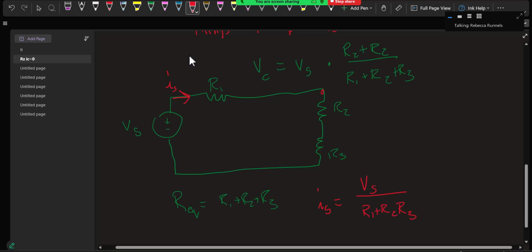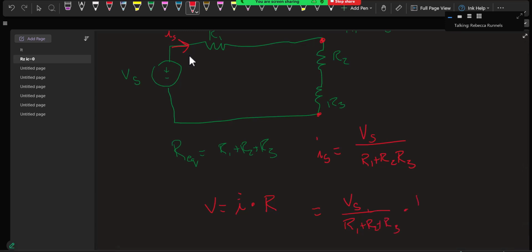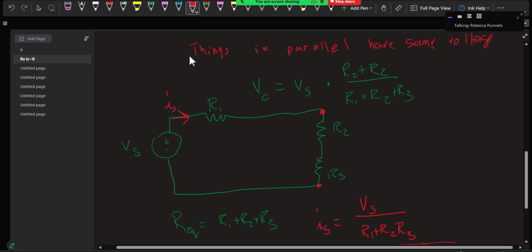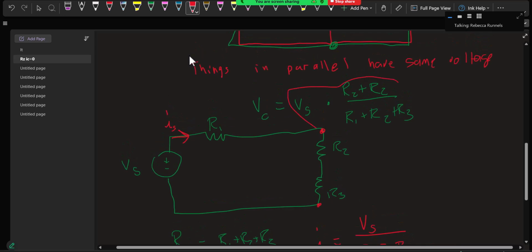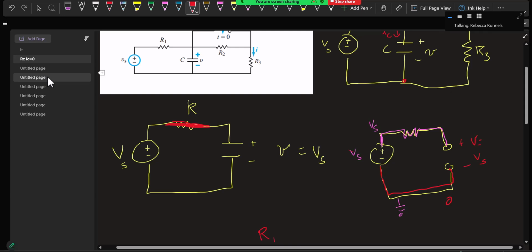So now, if I wanted to find the voltage across R2 and R3, I know that voltage equals current times resistance, so it equals our current, which was Vs over R1 plus R2 plus R3, times our resistance, which was R2 plus R3. And if you look, that answer is the same as what we got up here. So, just different ways. There's always different ways of doing things. Okay, so now let's take a look.